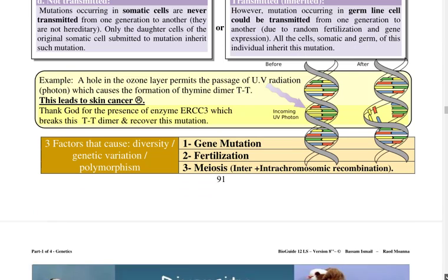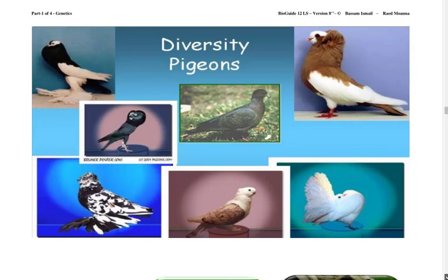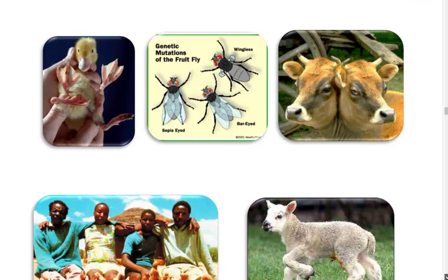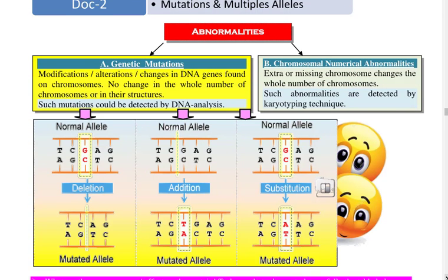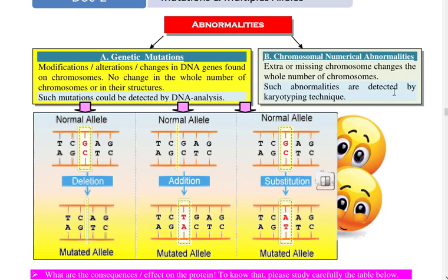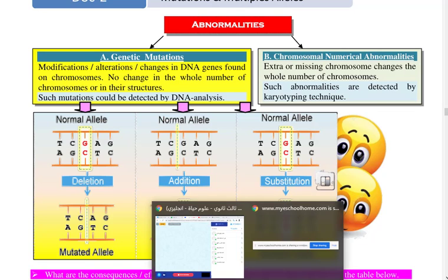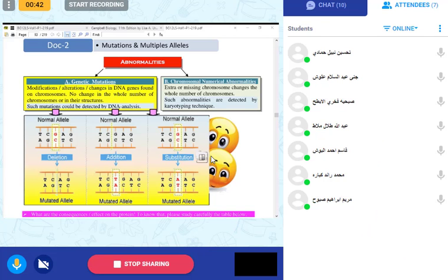Who can tell me the types of mutation? Mutation can lead to diversity, as you all know, producing new alleles. So in types of mutations, we have the genetic and the chromosomal. Let's talk about chromosomal first. It can be either an increase or decrease in the total number of chromosomes, or losing a small piece of the chromosome or duplicating another small piece.